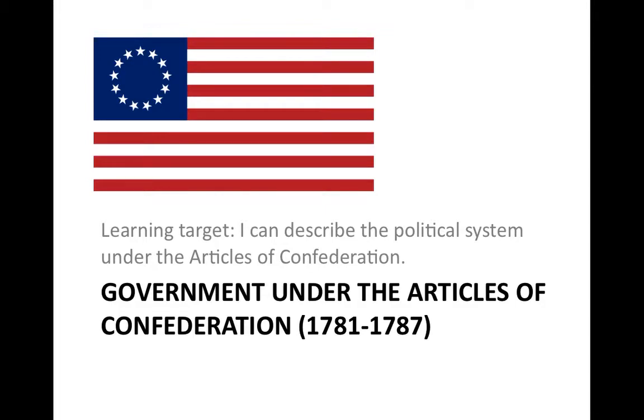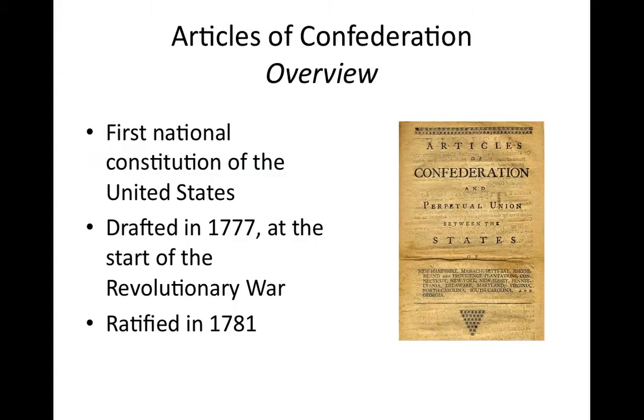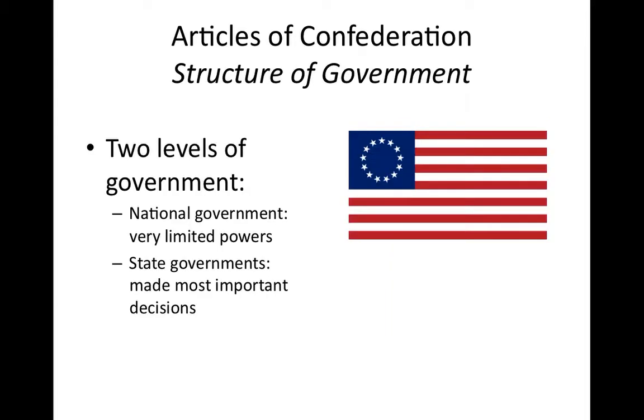So let's begin with the general overview of the Articles of Confederation. The Articles of Confederation was the first national constitution of the U.S. It was drafted at the beginning of the Revolutionary War and finally ratified just towards the end of the war in 1781 and became the functioning constitution of the U.S., the first constitution of this new country.